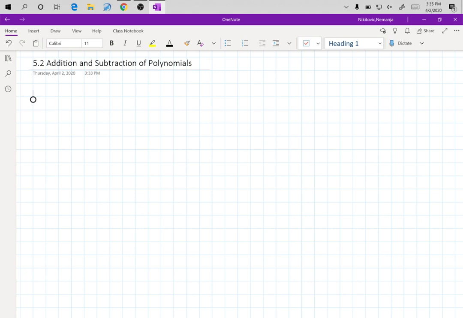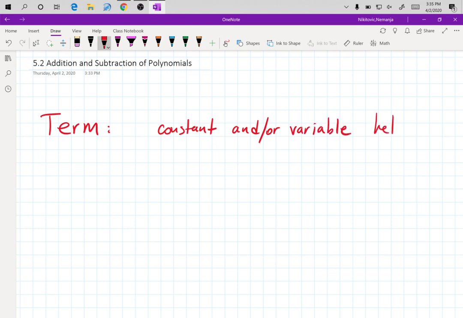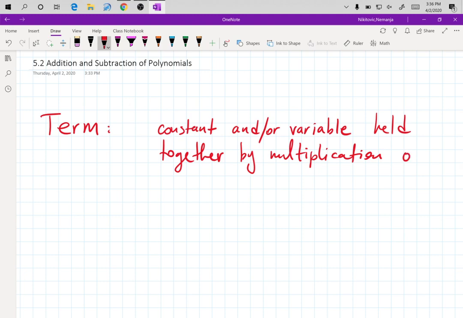So let's start first with words, terminology that we need to know. So we start with the word term, right? That's the most important word right now. A term is going to be a constant and/or variable held together by multiplication or division.